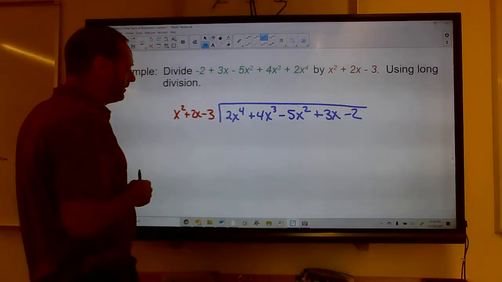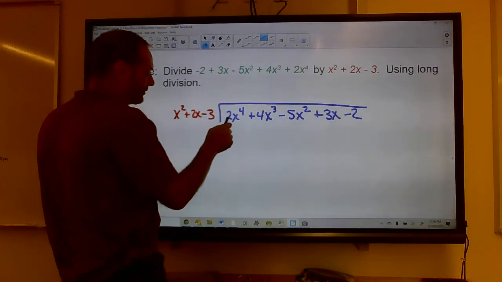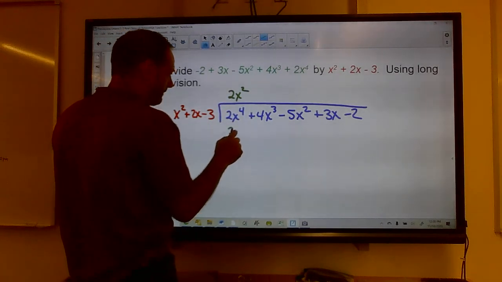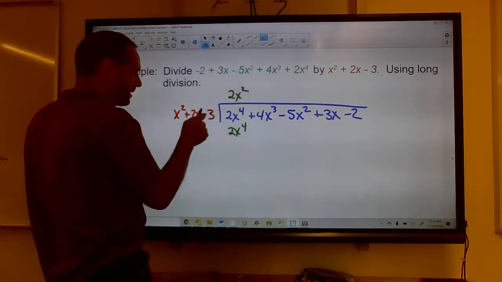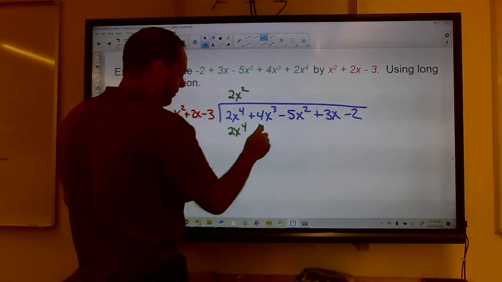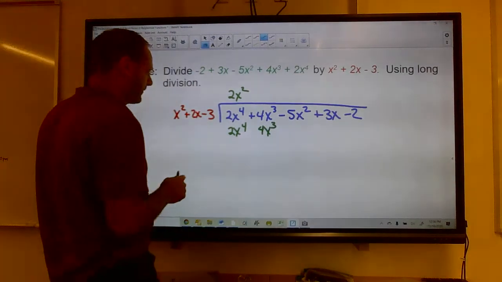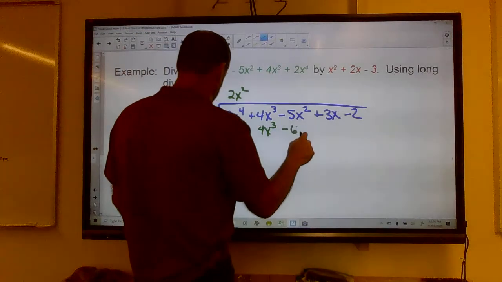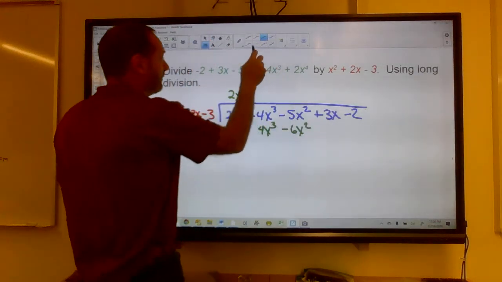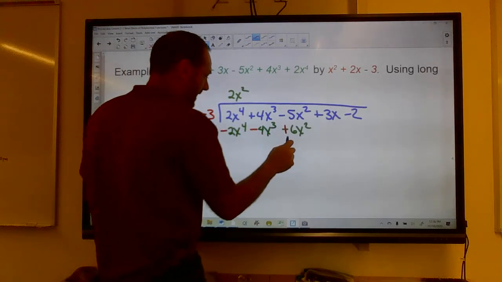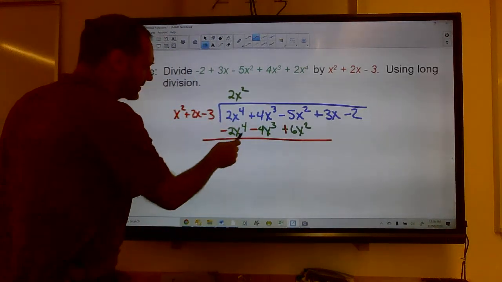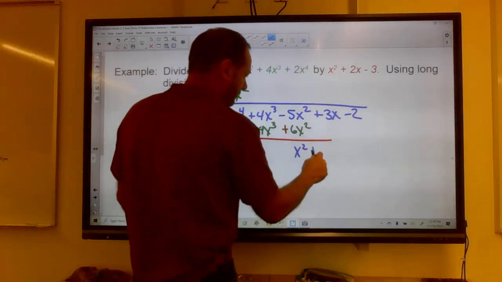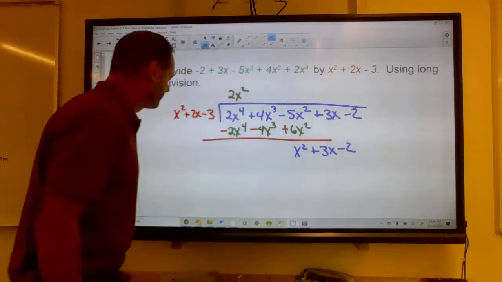Okay, so hopefully you did this. I need to multiply x squared by 2x squared to get 2x to the fourth. So this is going to be 2x to the fourth. 2x squared times 2x would be 4x cubed. And this 2x squared times -3 would be -6x squared. And then I'm going to subtract all of that. This goes away and this one goes away. I'm left with x squared plus 3x minus 2.